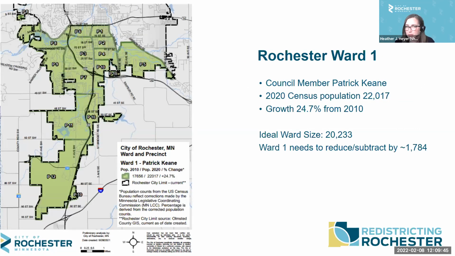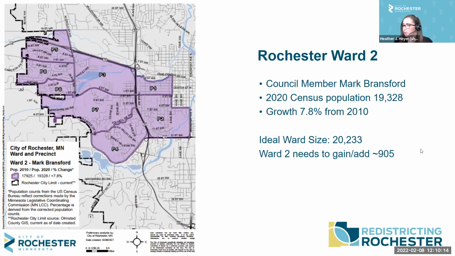I see a question in the chat that I'll wait to answer until a little later in the presentation. Ward 1 is currently represented by Councilmember Patrick Keene. The population now is 22,017, so that's a growth of 24.7%. Ward 1 needs to reduce, or subtract, around 1,700 to get closer to that ideal ward size. Ward 2 is currently represented by Councilmember Mark Bransford. There was a growth of 7.8%, and they need to gain, or add, about 900 in population.